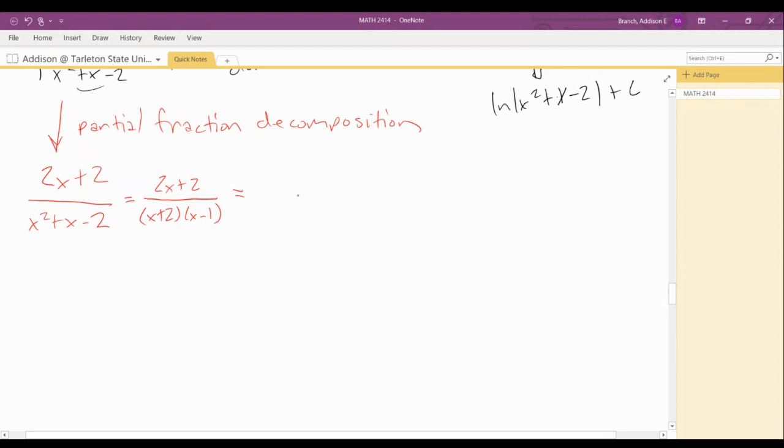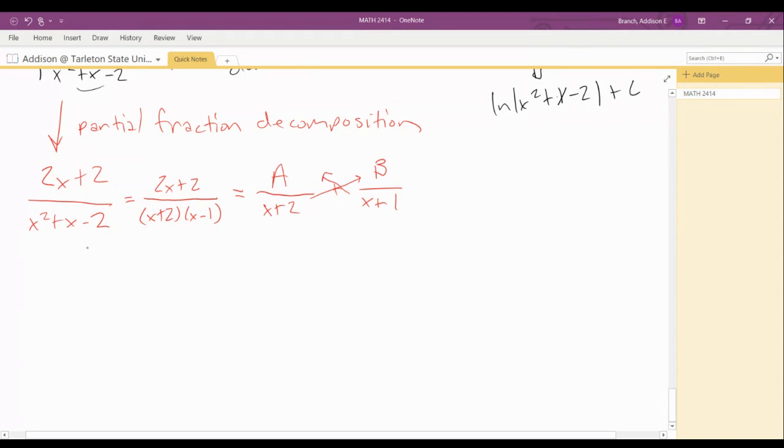So what we do is we say that we know our two bottom pieces have to be x plus 2 for one and x minus 1 for another, but we don't know what the numerators are, so we're just going to call them some constant a, some constant b. Now we can almost work backwards, the way you would find a common denominator. So we'd cross multiply and use the numerator to figure out what a and b are.